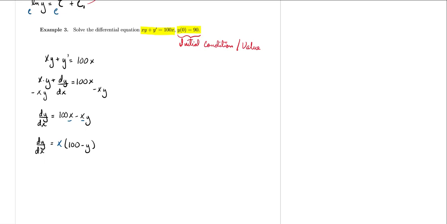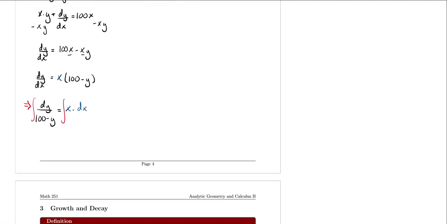Alright, so rewriting this one here, I'm going to get dy over 100 minus y equals x times dx. Now we have the desired form, and we can go ahead and integrate this one. Integrating the right-hand side, I will be getting x squared over 2 plus c. Let's call this one here c1.